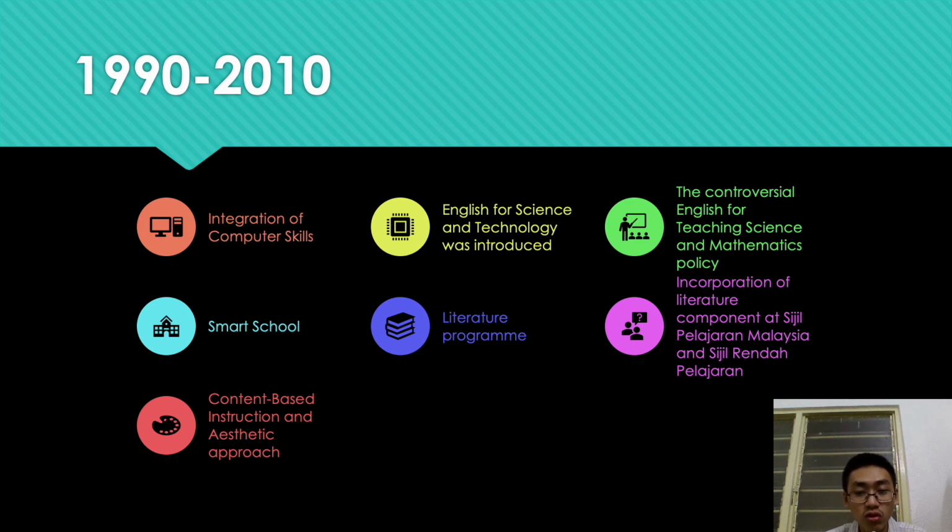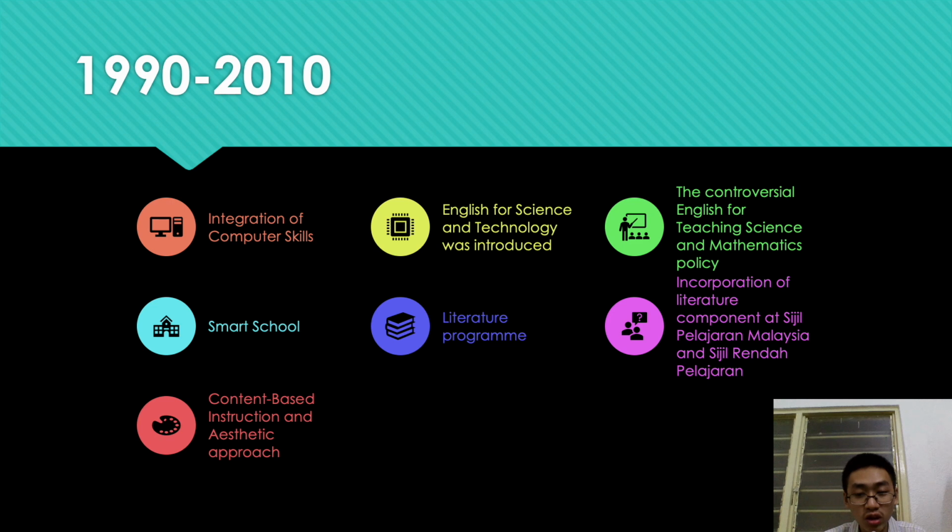There was also the controversial English for Teaching Science and Mathematics policy. I will talk about that later. Smart schools sprouted everywhere. Smart schools refer to schools that adopted the usage of information and communication technology widely.